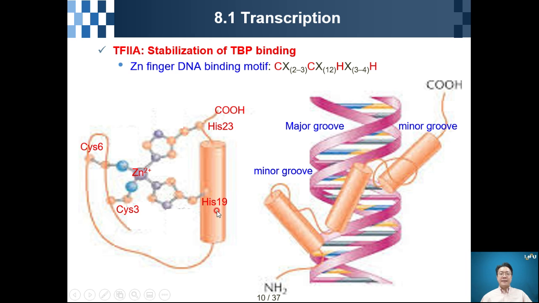Once again, they have the zinc-finger DNA binding motif, which is mainly composed of cysteine and histidine. It's okay.